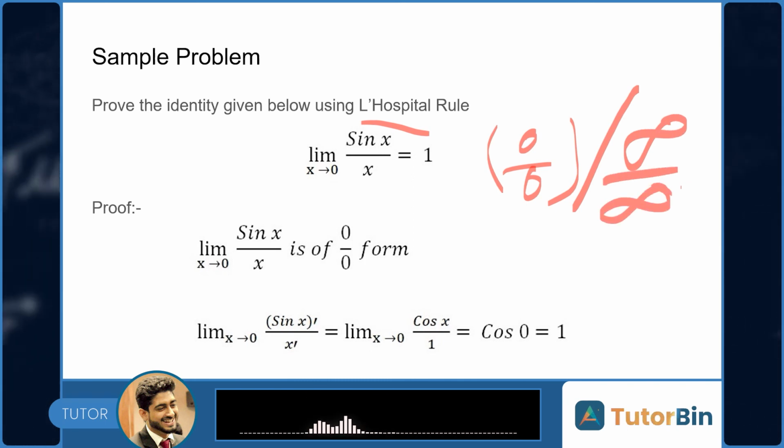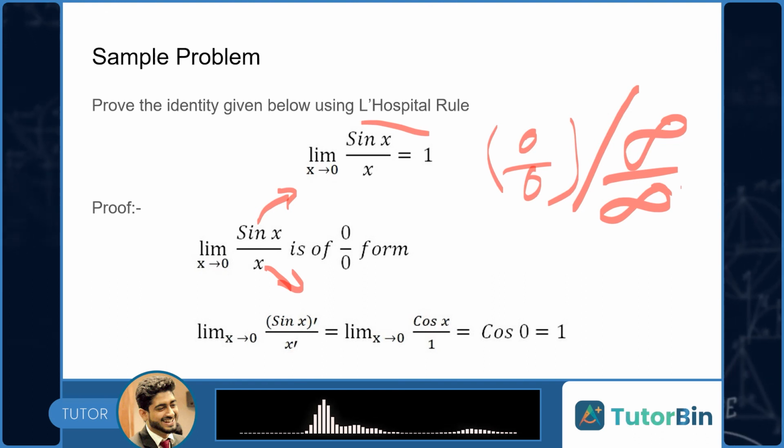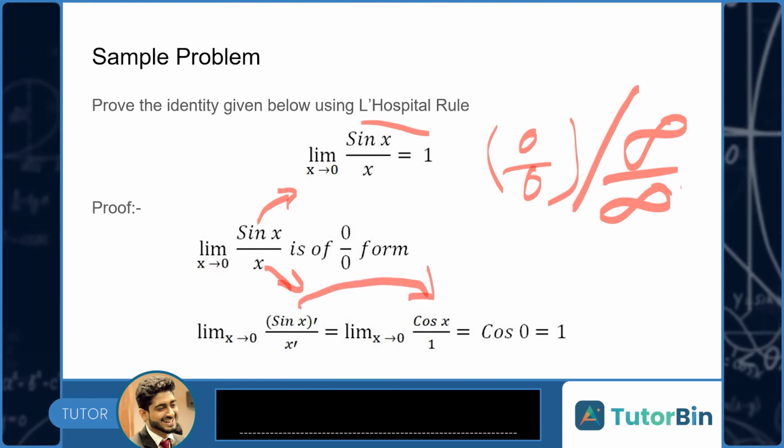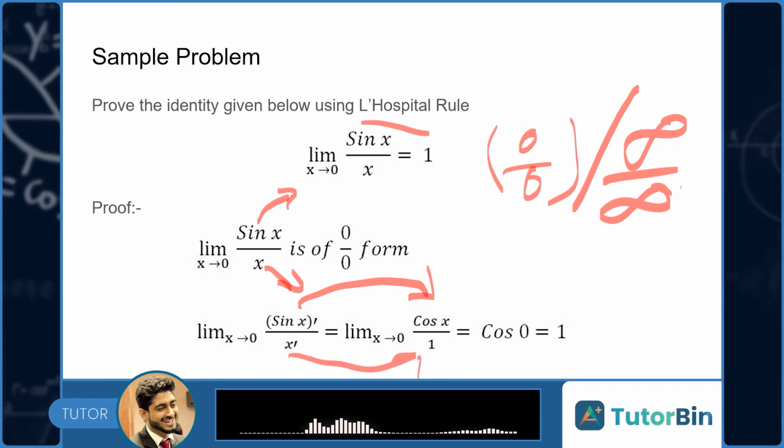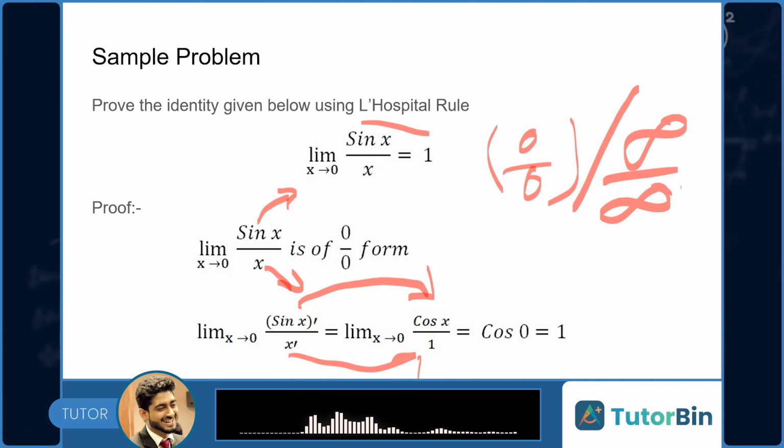By using L'Hospital rule, we will just differentiate the numerator and denominator terms separately. Differentiation of sin x divided by differentiation of x. Differentiation of sin x is cos x and differentiation of x is 1. So our function will become cos x, limit x tends to 0. Now we can simply put x equals 0 in this function, cos 0, that will become 1.